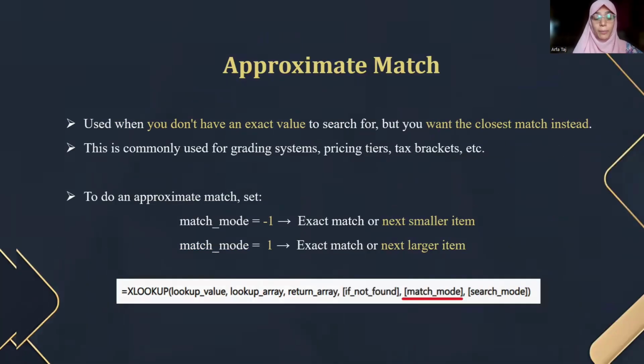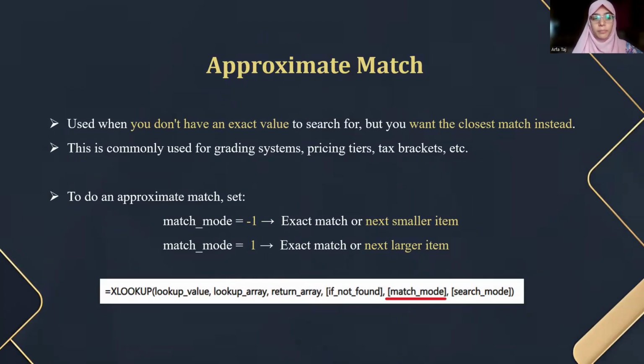Next is the approximate match. Approximate match is used when you don't have the exact value to search for, but you want to get the closest match instead. For setting the approximate match, you set the match mode to -1 for the next smaller item and 1 for the next larger item.